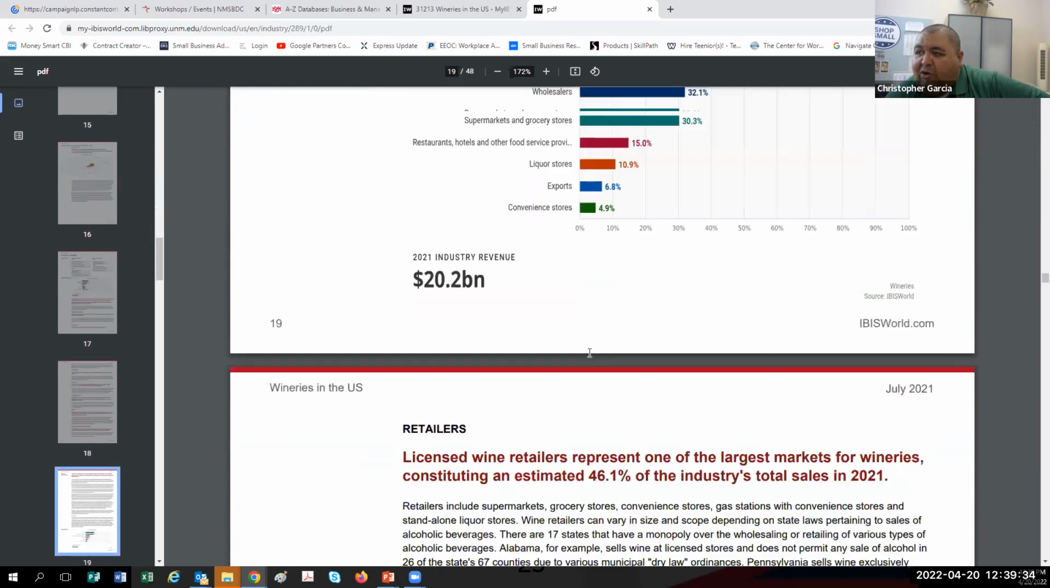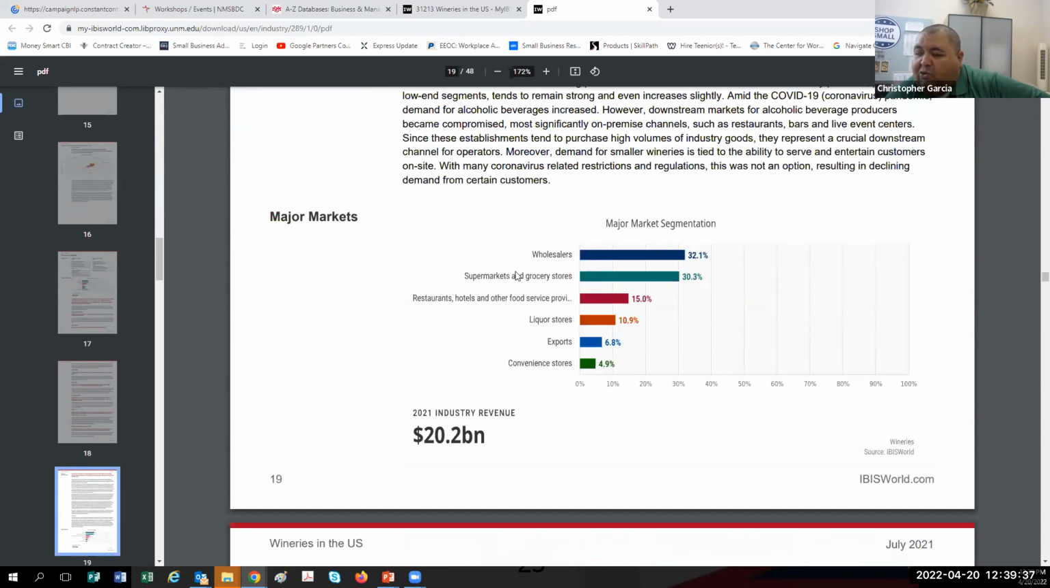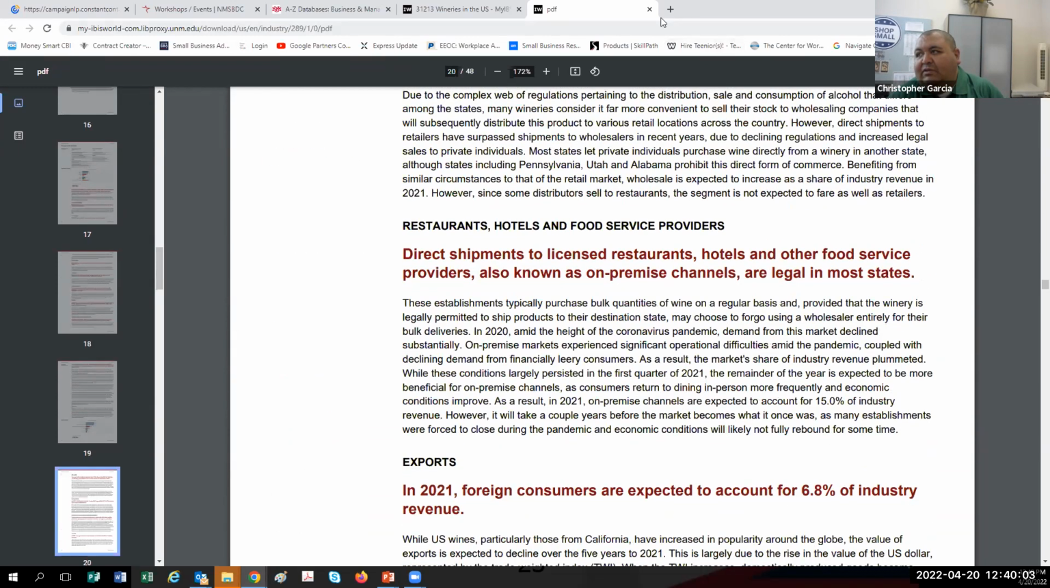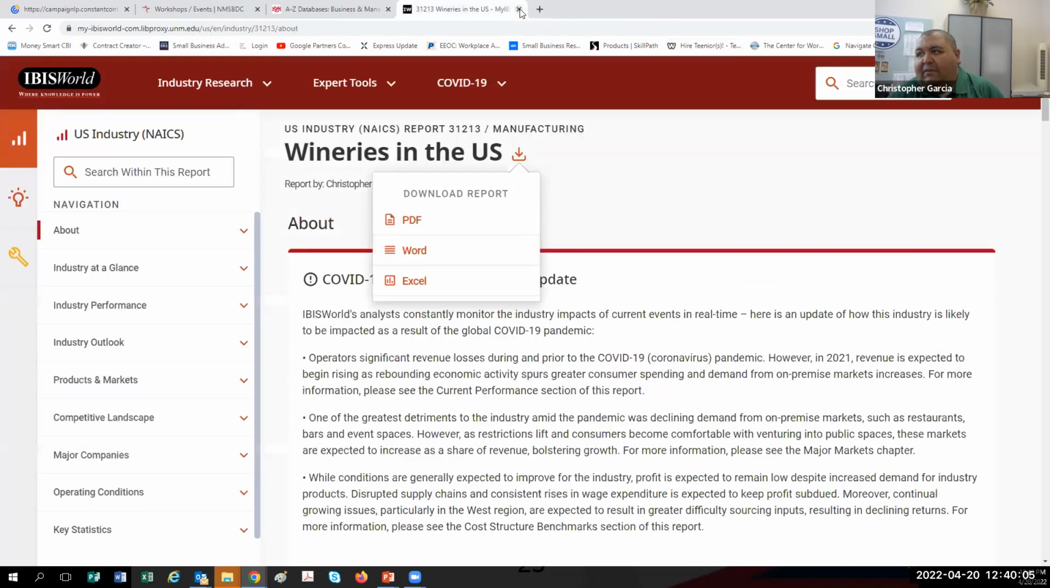Another one of my favorite parts of this is the major markets. So who are the major markets? A lot of people say, I want to start a winery. I have a nice piece of land and I want to sell wine directly to consumers. But look who the major markets are. Wholesalers. So that's alcohol distributors, supermarkets and grocery stores. So am I able to produce enough wine to supply one of these places? These are my major markets in the United States. Something to think about. So that's IBISWorld.